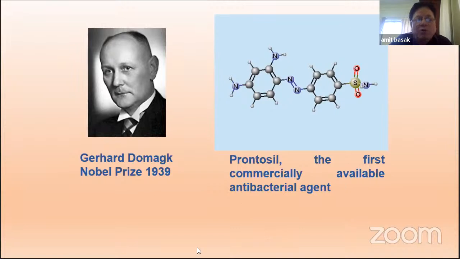But before that, Gerhard Domagk got the Nobel Prize in 1939. He developed a molecule called Prontocil, the first commercially available antibacterial agent. Again, this is not made by a bacteria. This is a synthetic compound, so it's called an antibacterial agent. And these sulfur drugs have a particular mechanism. Everything is now known about how they work.